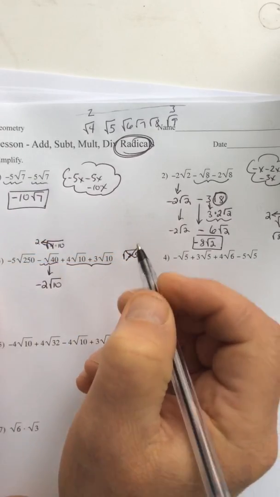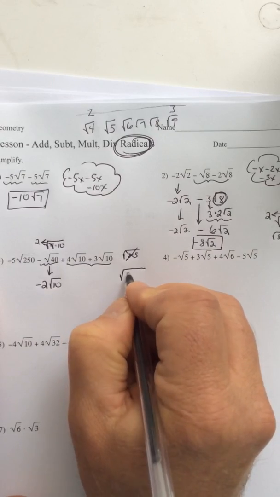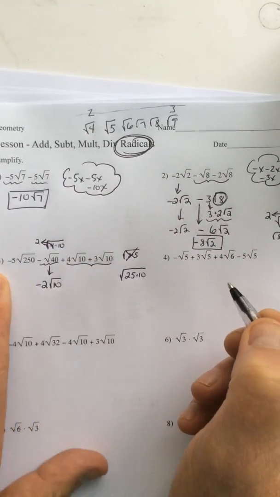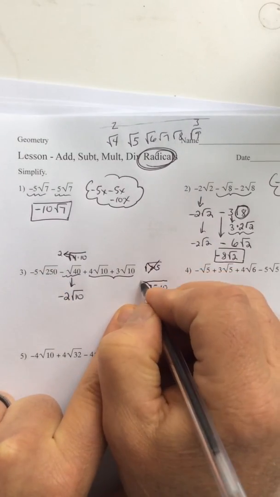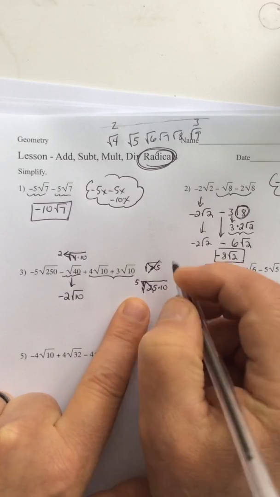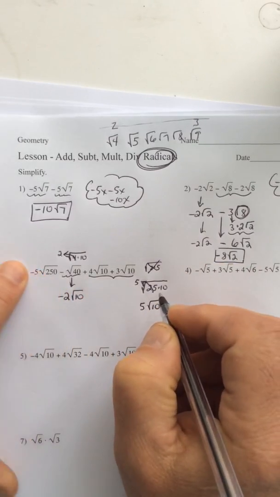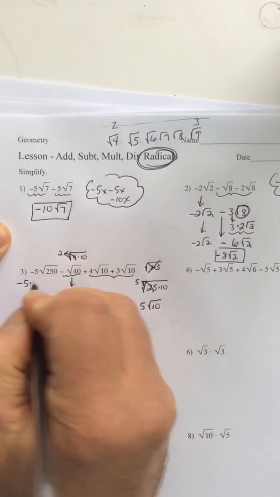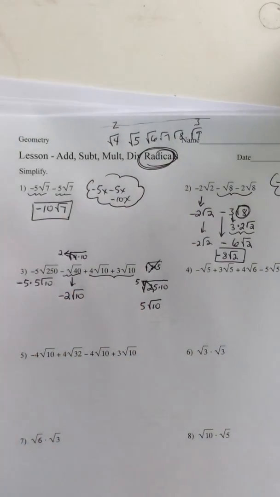And now I want to take a look at the 250. I think the 250 will have something in it also. How about 25 times 10? See, that's still 250, but the nice thing about that one is 25. The square root of 25 is really a 5. So that is now a 5 square root of 10. So that's what this 250 is. It's negative 5 times 5 square roots of 10.